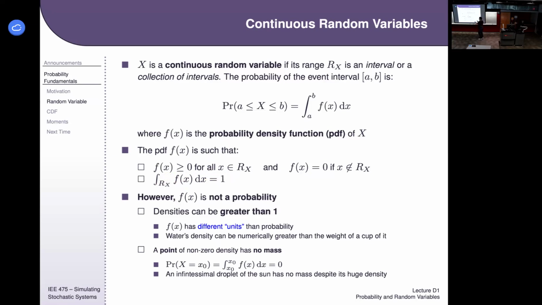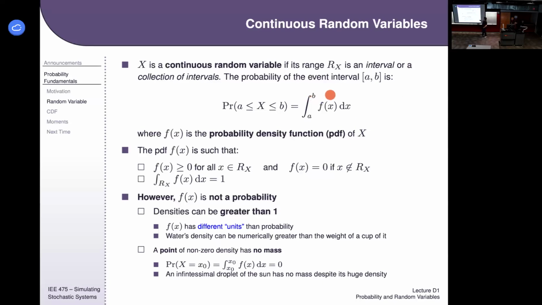But the density itself can be greater than one. That's what I've been trying to say, is that f has different units than probability. Water's density can be numerically greater than the weight of a cup of it. So just because they have different units, you can't compare one to the other.